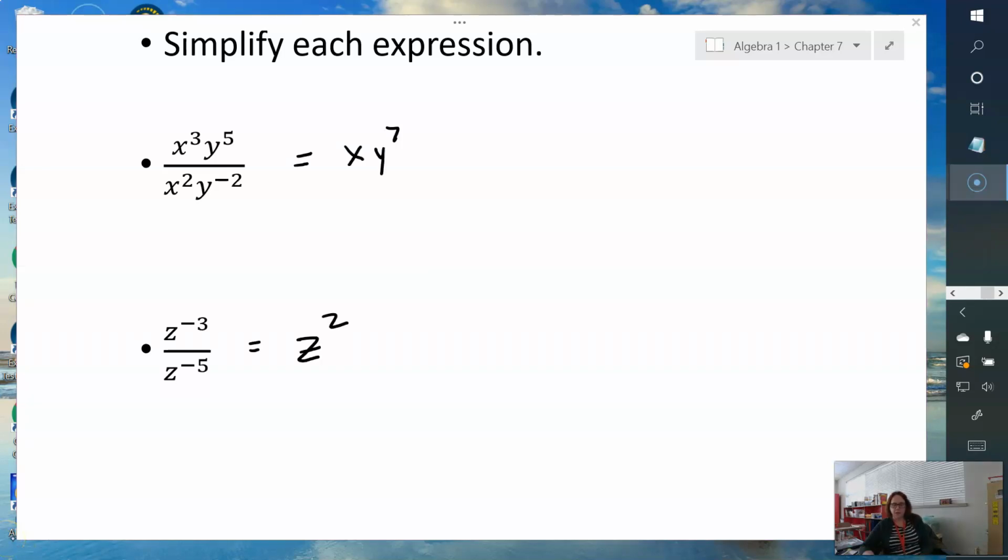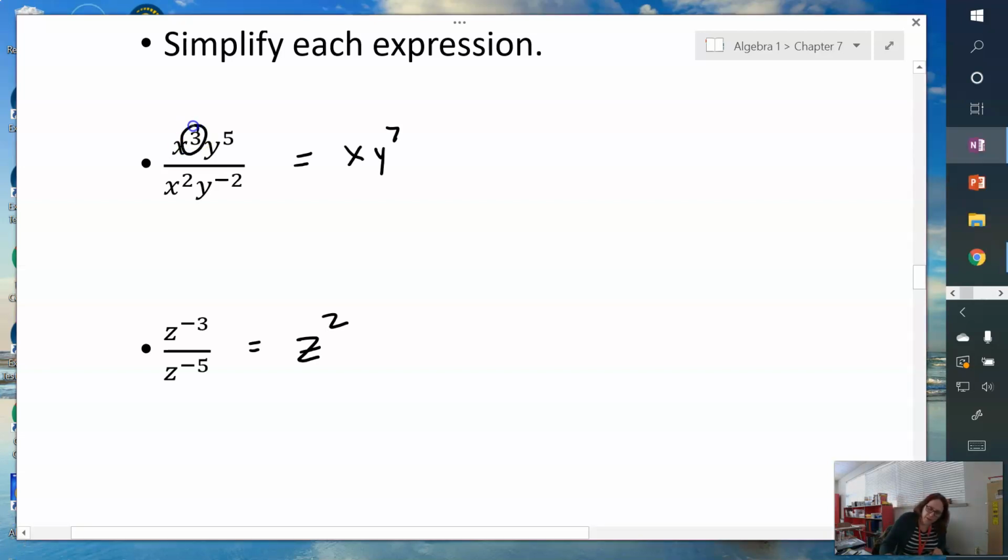All right, did you get x times y to the 7th? If not, here's what you do. I have x to the 3 over x to the 2, so 3 minus 2 is 1. That gives me x to the 1. And then I can take this y to the 2, I can move it upstairs, so I get that here, and then add y to the 5 plus 2 is y to the 7. So I get an x, y to the 7.